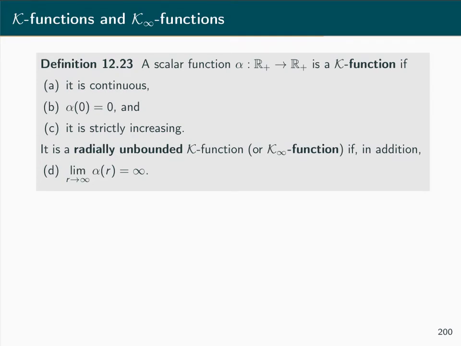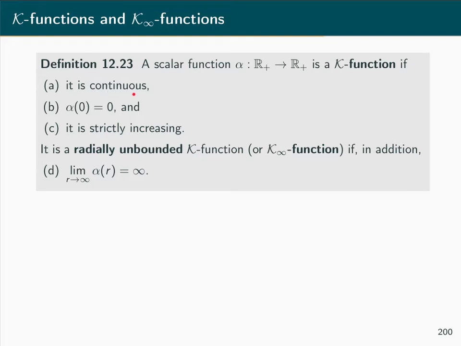The second part of this chapter on the stability of state space models is concerned with Lyapunov functions and the so-called Lyapunov's direct method. First, in definition 12.23, we define the concept of a k-function, which is a scalar function that maps from the non-negative reals to the non-negative reals, which has to satisfy three conditions.